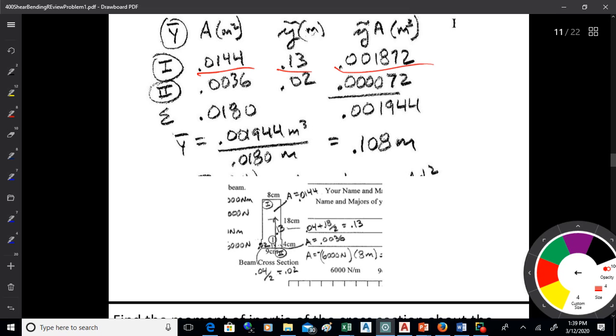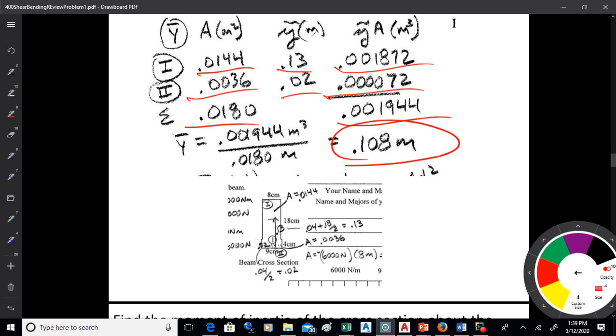Multiply them together, and then the lower piece, 4 by 9, is 0.0036. Centroidal distance is half of 4, it's 0.02. Multiply those together, you get 0.000072. Add everything up, the y bar A and the A, and divide them out, you get 0.108 meters, which is 10.8 centimeters. Okay, so that's where y bar is.